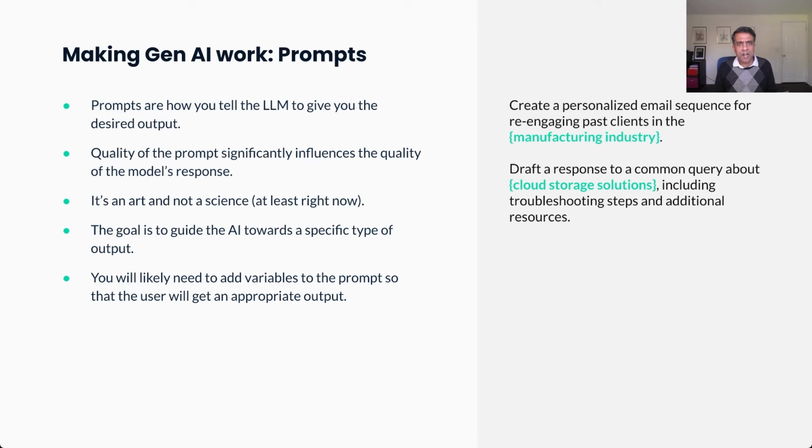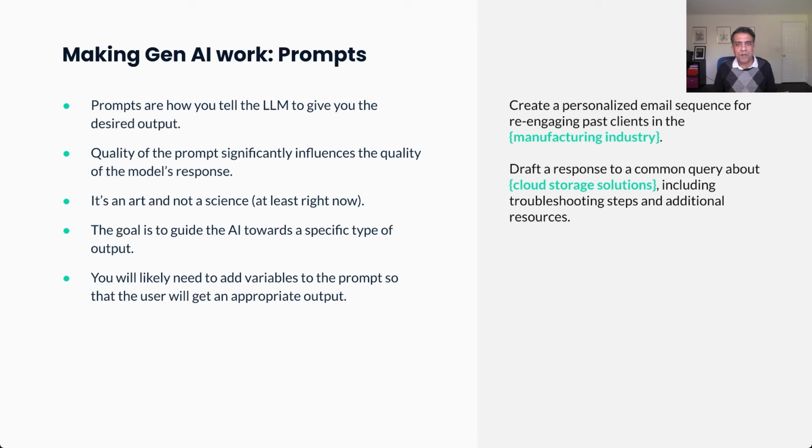Now let's dive into how you can make GenAI work in your applications. A key aspect of this is called prompt engineering, or more simply, crafting effective prompts. Prompts are how you instruct GenAI to produce the desired output. The quality of the prompt significantly influences the quality of the model's response. Right now, it's an art, not a science, and requires experimentation to get things right. The goal is to guide the AI towards a specific type of output by providing relevant variables and context.